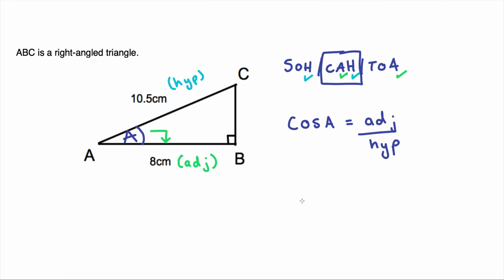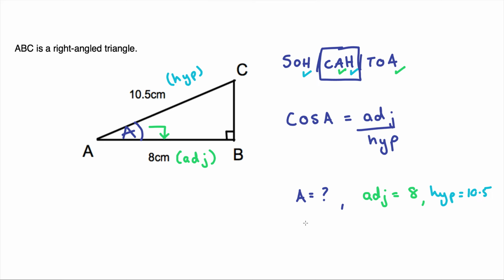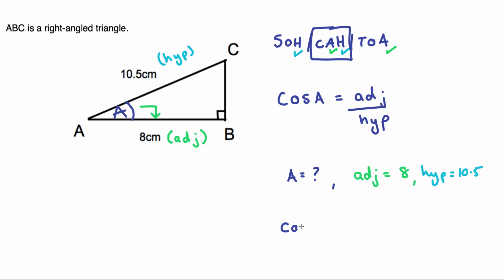The next step then is to list out our information. So our angle is what we're looking for. The adjacent side we are able to write out. We do know that the adjacent side is 8, and we also know that the hypotenuse side is 10.5. I have my formula, I have my information. The third step is going to be fill it in. So I'm going to have cos of A is equal to adjacent, which is 8, all over hypotenuse, which is 10.5. Again, nothing there is new.